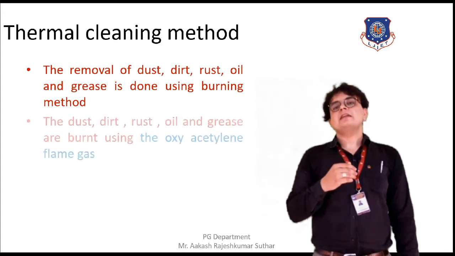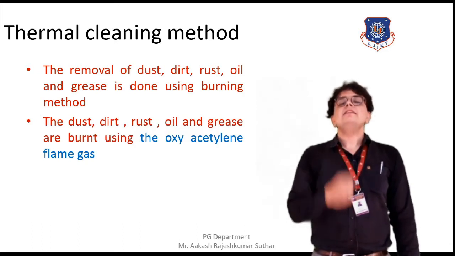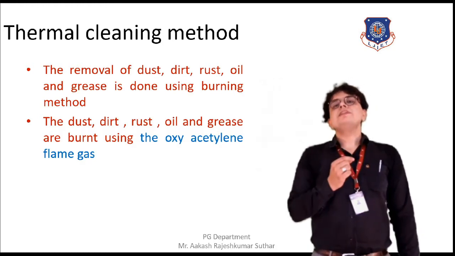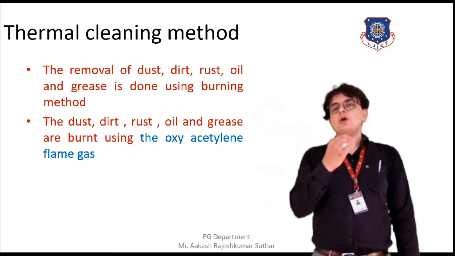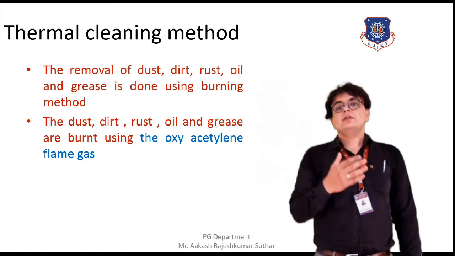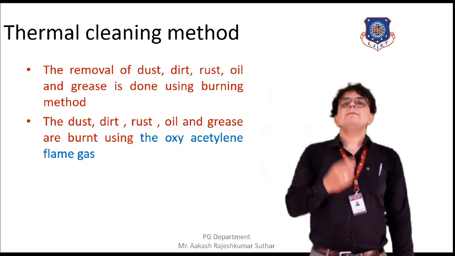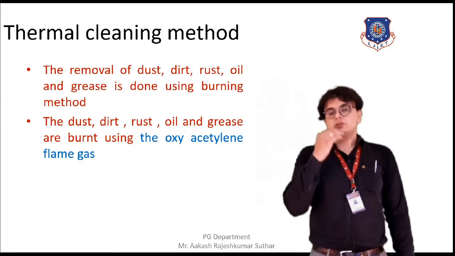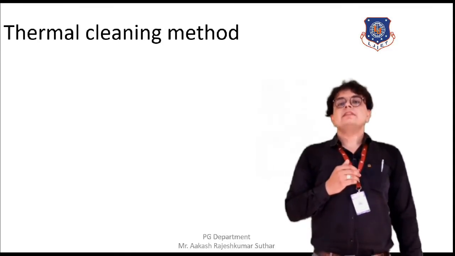For that burning method, to provide heat externally, we are using oxyacetylene flame gas. This gas is used for providing heat from outside, and as a result, the layer of grease and oil sticking on the outer surface will be properly removed, and we can get a clean, smooth and visible surface. By this, proper inspection can be done. So this is how cleaning with the thermal method is done.